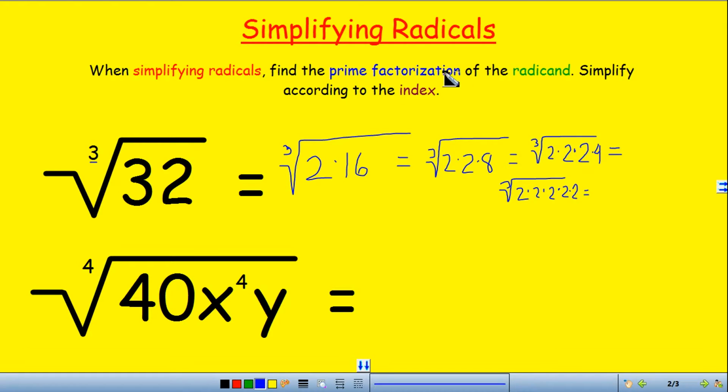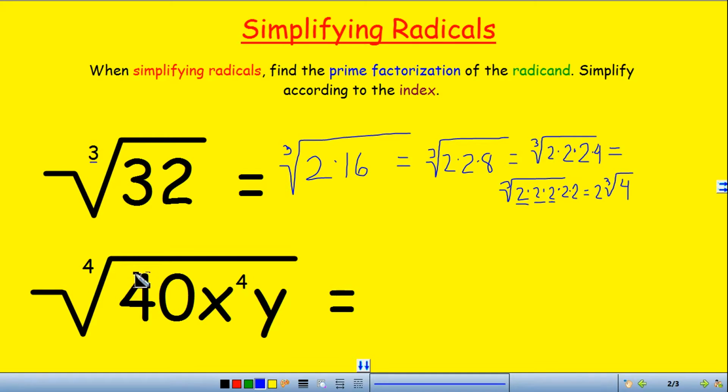Now, when we're looking at the cube root, we want to look at our prime factorization. Since our index is 3, we're looking for a number that occurs 3 times. In this case, we have 2 occurring 3 times. So we can take those 3 twos out and put a 2 on the outside, which leaves us on the inside with 2 times 2, which is 4. So our final answer would be 2 times the cube root of 4.